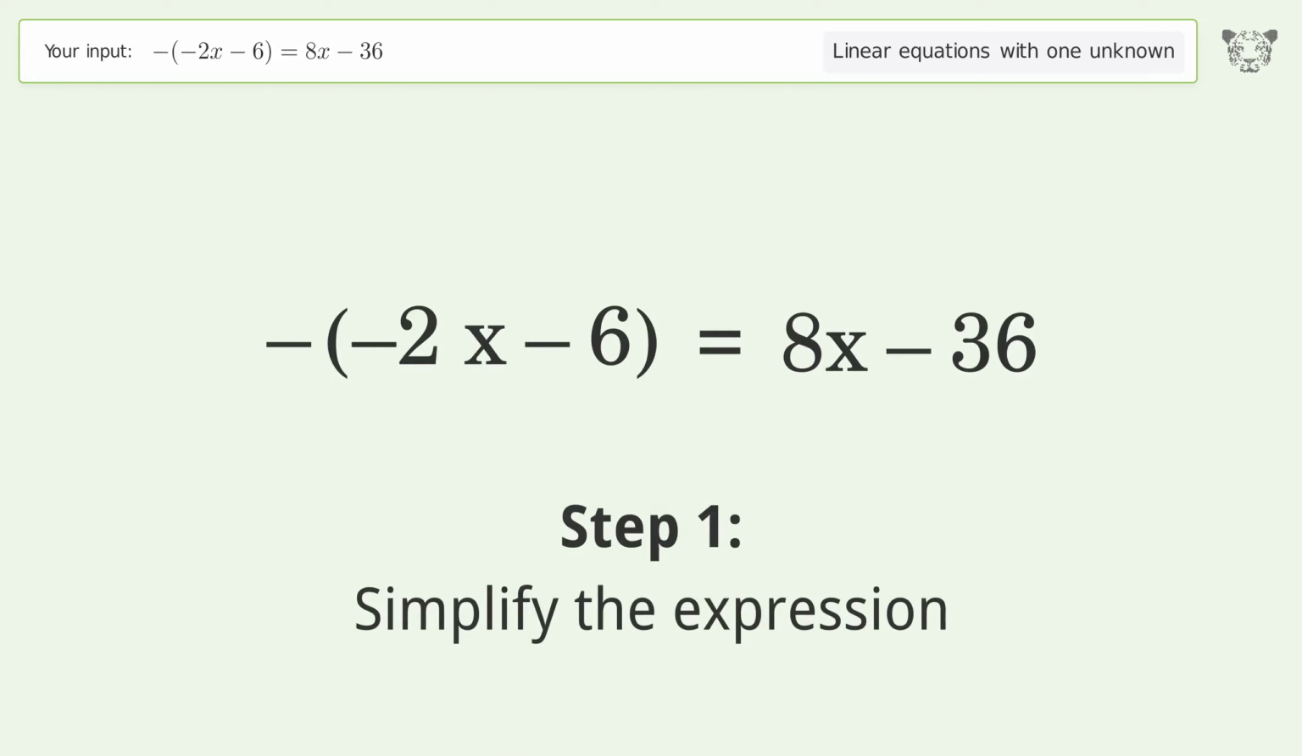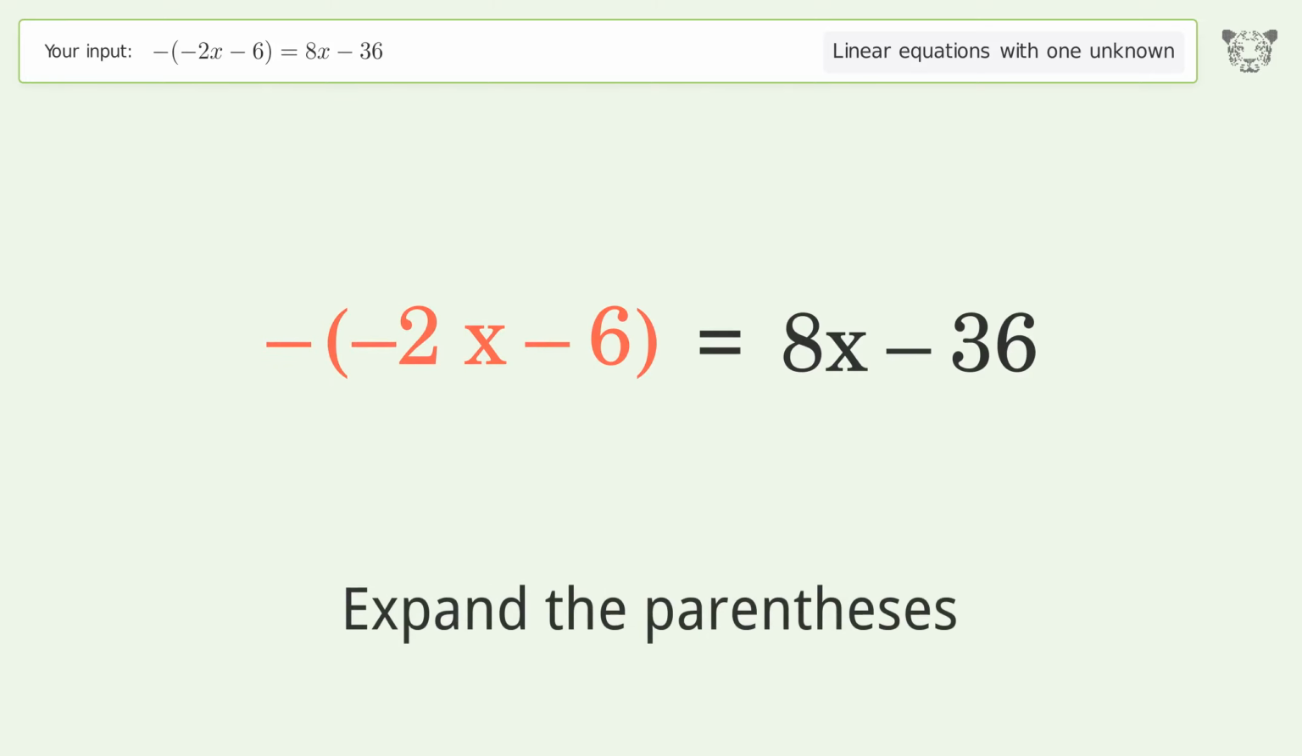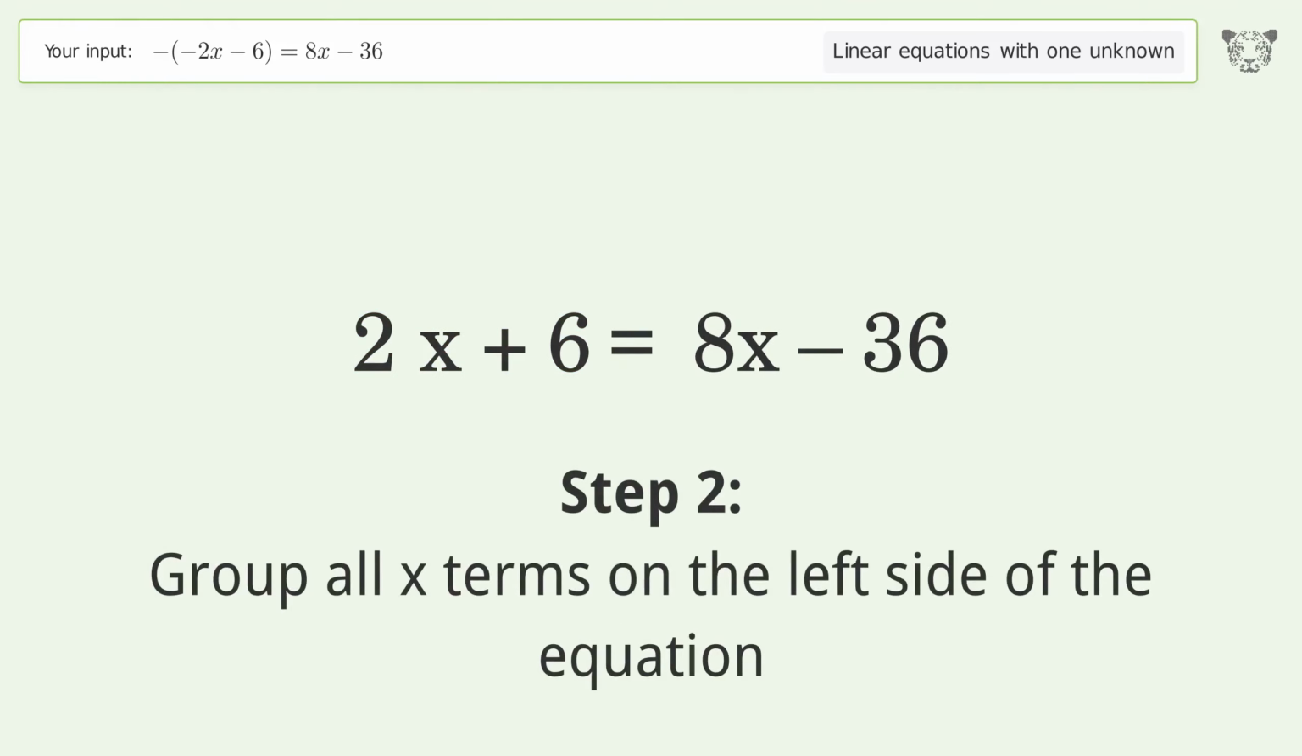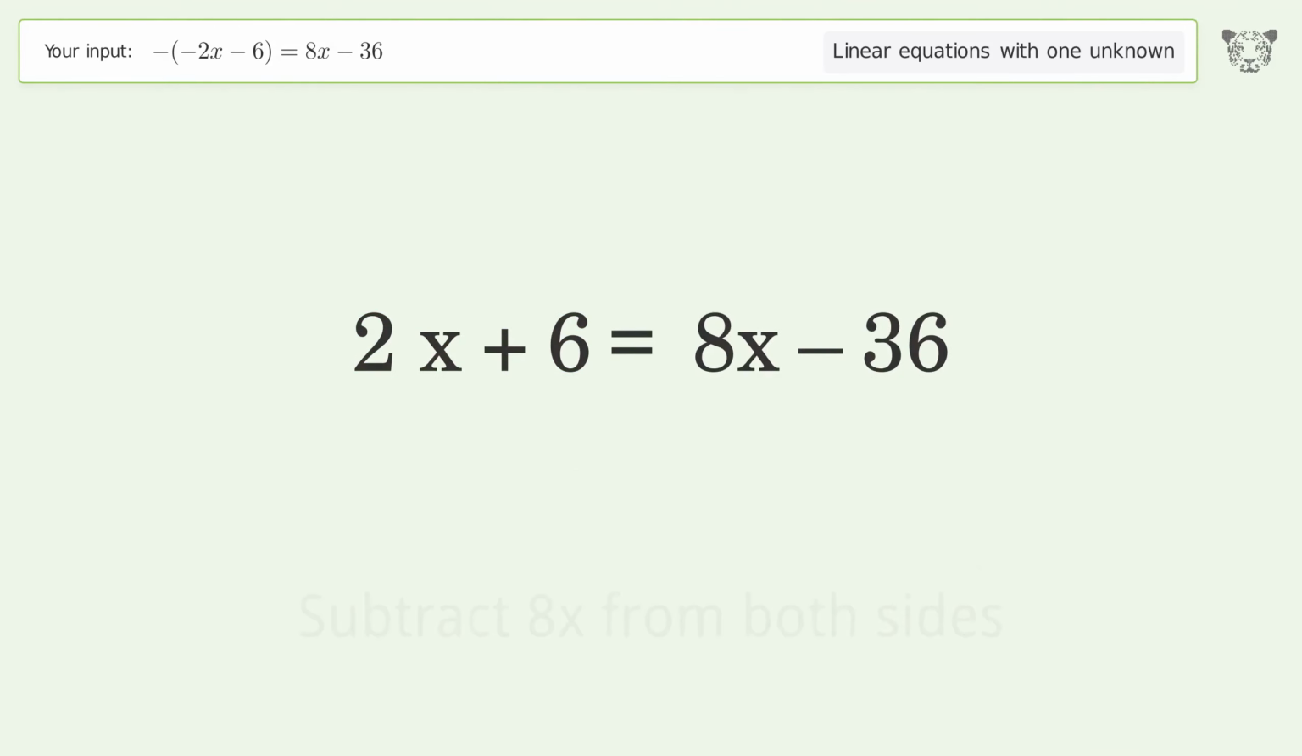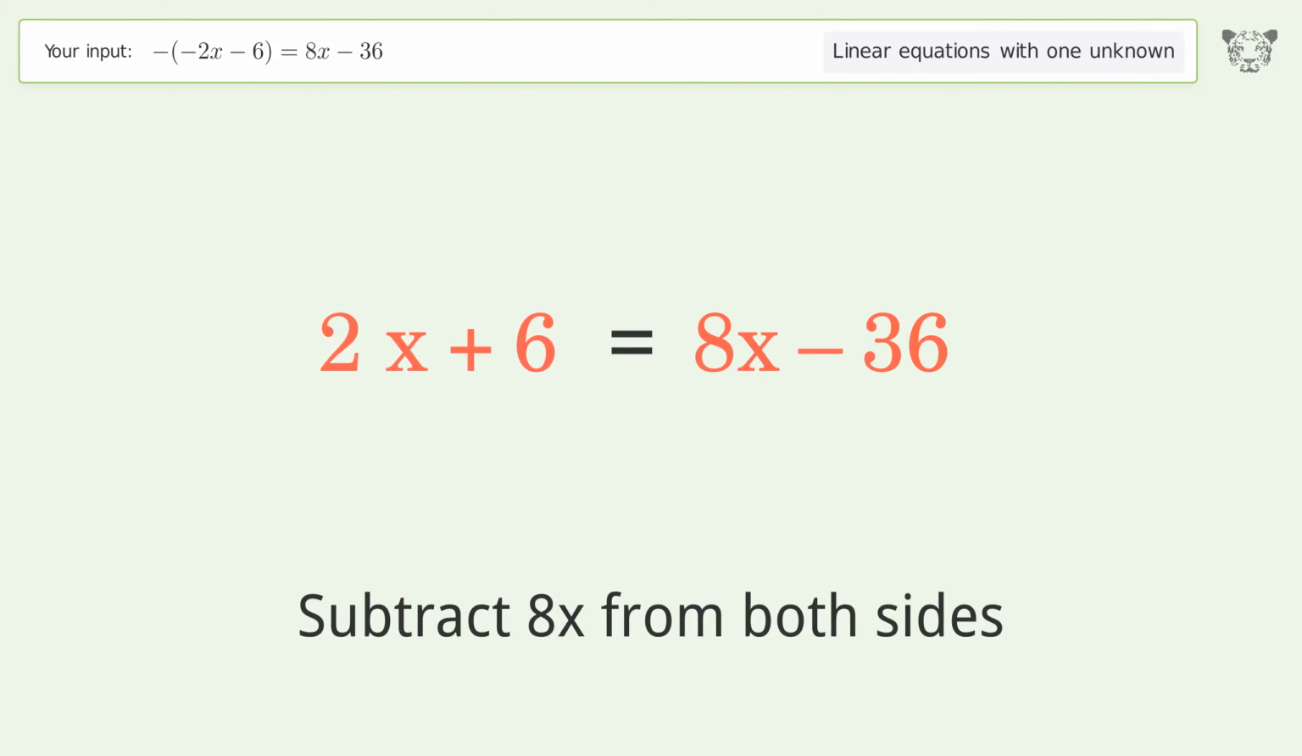Simplify the expression. Expand the parentheses. Group all x terms on the left side of the equation. Subtract 8x from both sides.